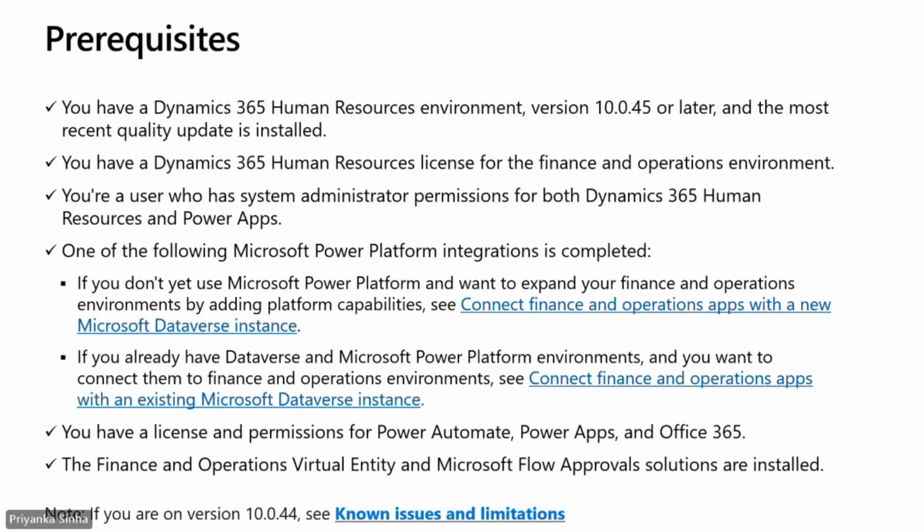You should have the environment connected with your Power Platform, or the Dataverse integration should be enabled. There are certain resources if you do not have it, on how you can connect your environment with the Dataverse instance. Along with that, you also need to have certain licenses and the permissions for Power Automate, Power Apps, and the Office 365 because as Priyanka was mentioning, it has a capability of looking at the calendar, scheduling interviews, and so on. So for that, you would require the Office 365 license as well, and then the finance and operations virtual entities and Microsoft Flow Approval Solutions are also installed in your Power Platform Admin Center.